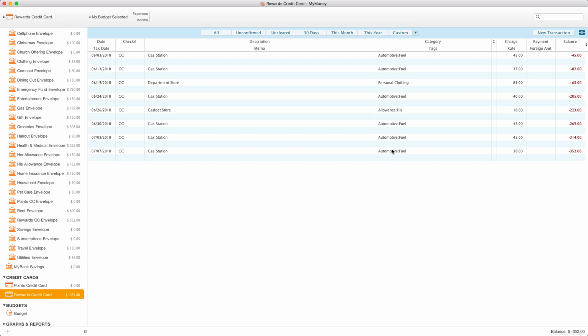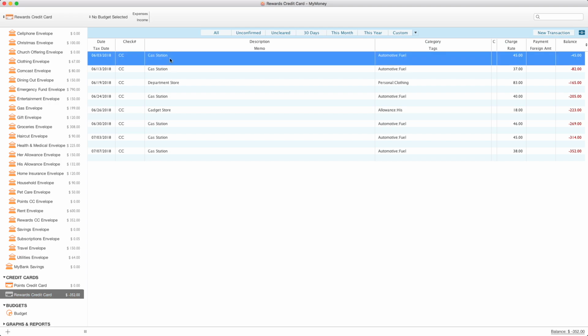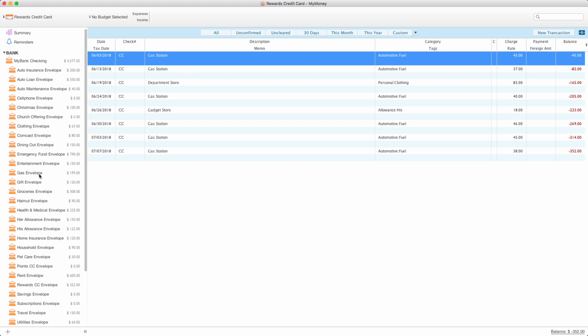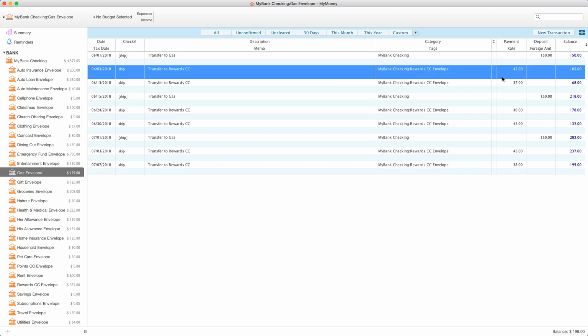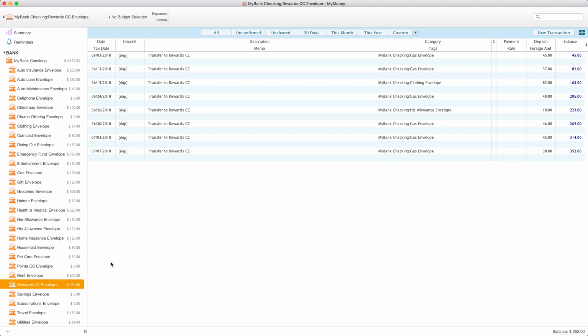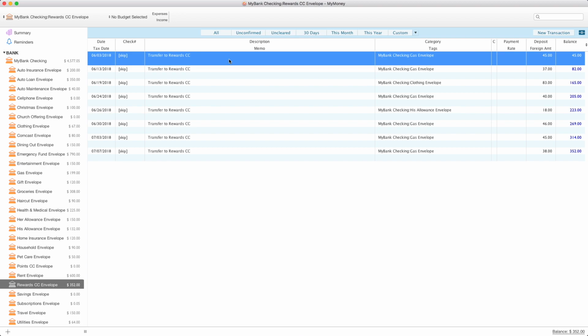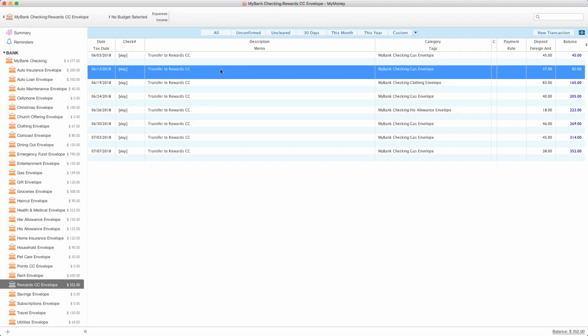So now the question then becomes, what do I do with that? How do I pull money out of those accounts? Let's go up here to that first transaction. On the 3rd, I went to the gas station, $45. If I go to my gas envelope, I can see here that on the 3rd, I transferred money. There's the $45, but I didn't transfer that to my checking account, right? Because then I'd be running that positive number. I want to keep that at zero. I transfer that to its own rewards credit card envelope. So here I've got an envelope that says rewards credit card envelope, and there's the $45 that I transferred in on the 3rd. The 13th, the same thing.